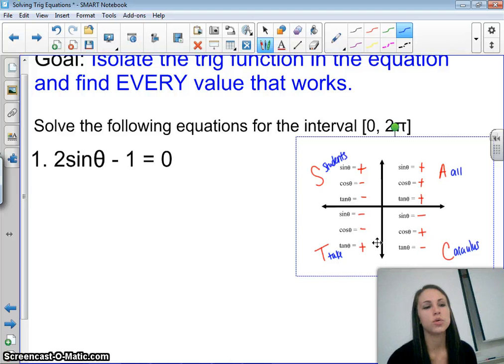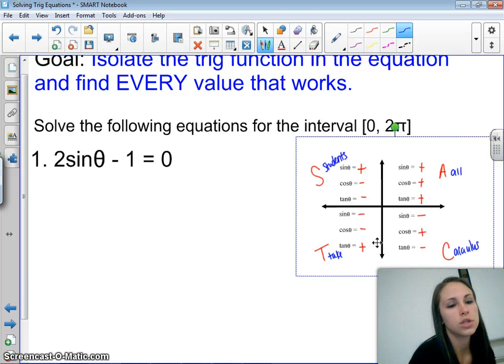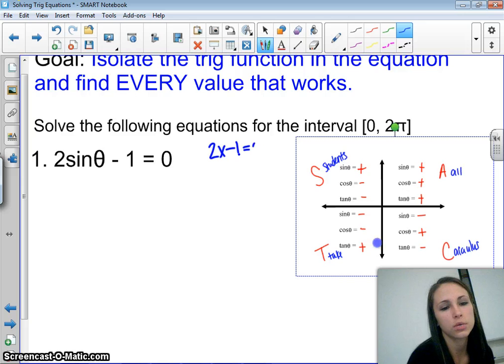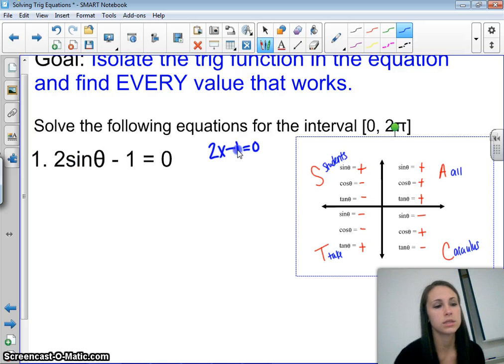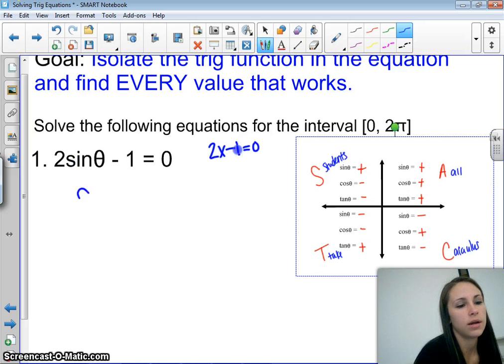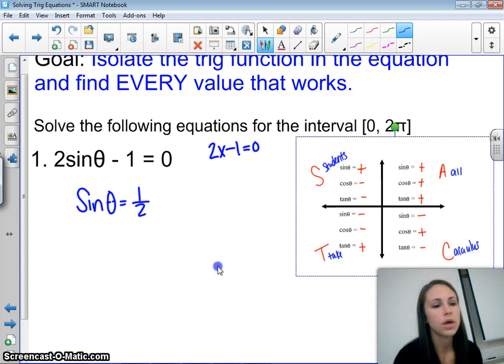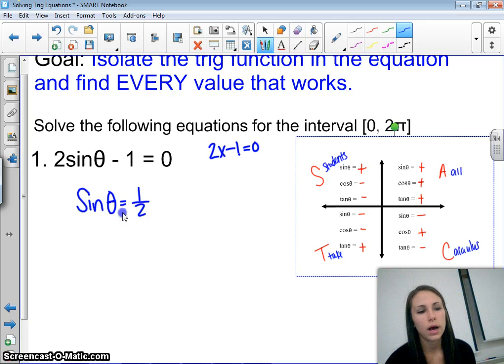On this one there's only one sine. If I had 2x minus 1 equals 0, the way that I would solve that is by getting the x by itself, adding the 1 and dividing by 2. So this is really similar to this. I'm going to add the 1 and divide by 2. So I'll get sine equals 1/2. I'm basically looking for where the y coordinate is 1/2, and this is going to happen in two places. This 1/2 is positive, so I know that I'm going to have an angle in quadrant 1 and an angle in quadrant 2, because that's where the sine is positive.